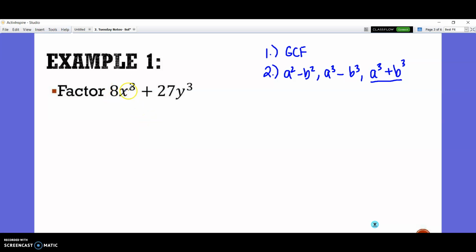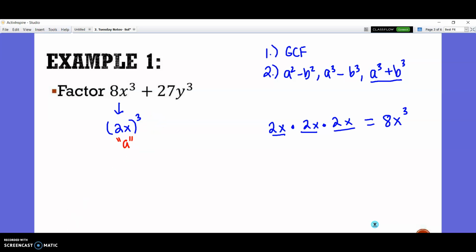But is there something that I could multiply 3 times and it gives me 8x cubed? So something times itself equals 8x cubed. So to get 8, I could do 2 times 2 times 2. 2 times 2 is 4. 4 times 2 is 8. And to get x cubed, x times x times x. So yes, what I'm cubing here is 2x. That means 2x is my a in my formula.